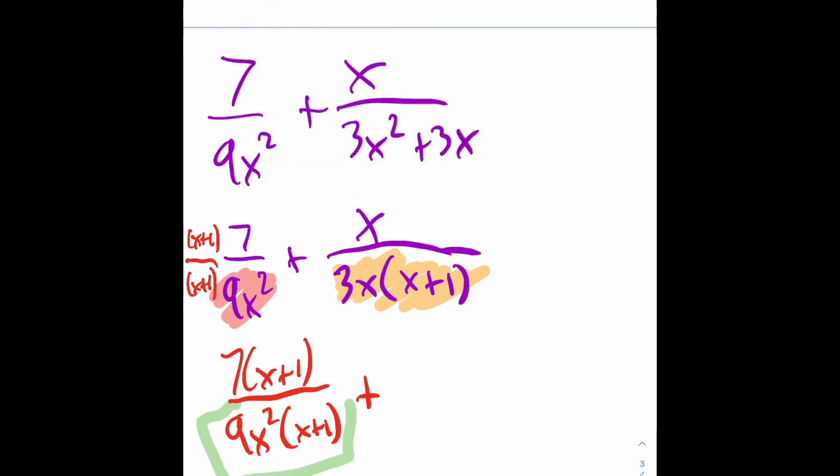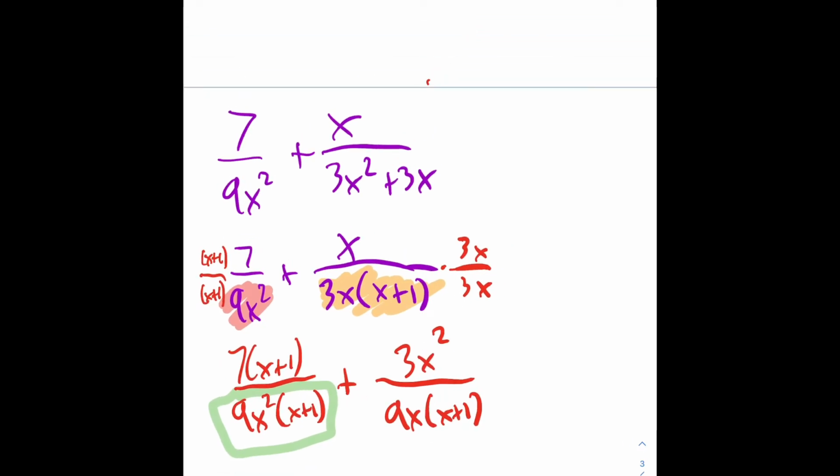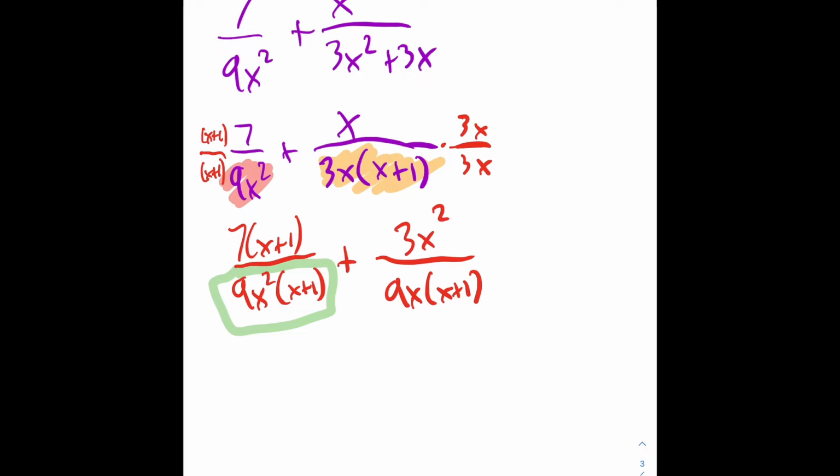Plus, now again, my goal is to end up with what I just got right here. So what do I have to multiply this fraction by to get that? I only need to get to 9x squared. So if I multiply the top and the bottom by an x squared, oh, excuse me, that's not correct. If I multiply it by 3x, now I'm going to have 3x times 3x is 9x squared, and x plus 1 stays the same, and 3x times x is 3x squared.